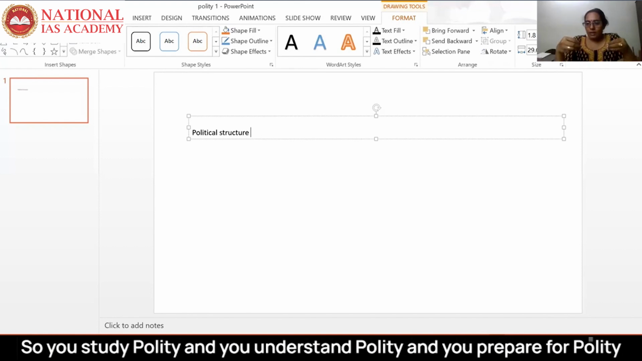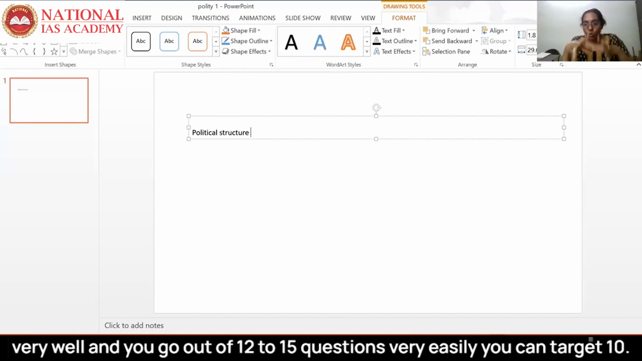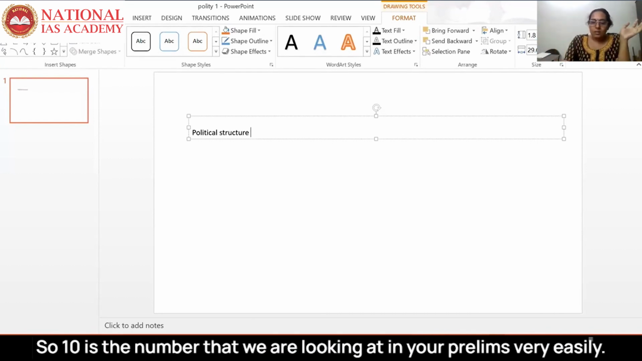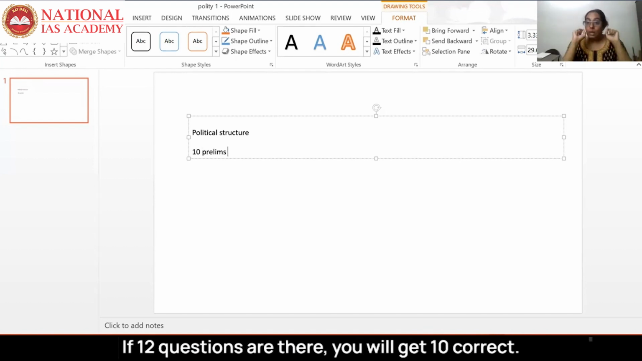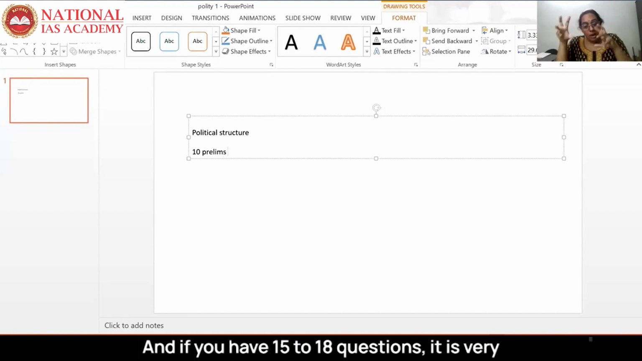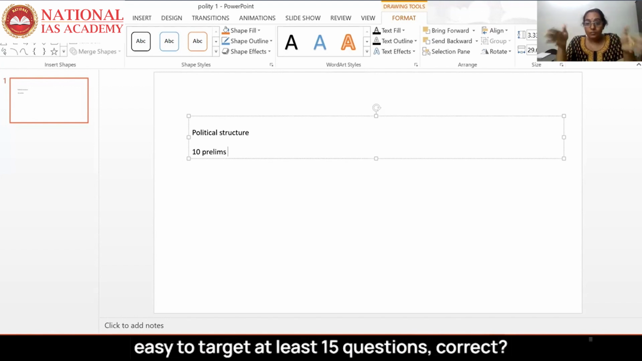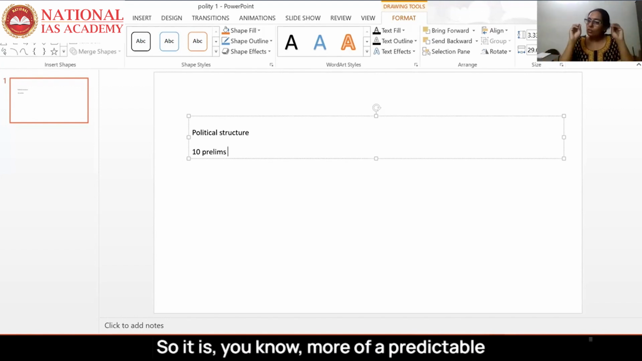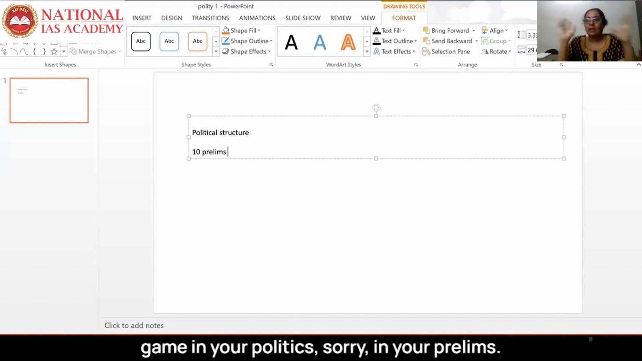So if you study polity, understand polity, and prepare for polity very well, then out of 12 to 15 questions, very easily you can target 10. So 10 is the number that we are looking at in your prelims. If 12 questions are there, you will get 10 correct. And if you have 15 to 18 questions, it is very easy to target at least 15 correct. So it is more of a predictable game in your prelims.